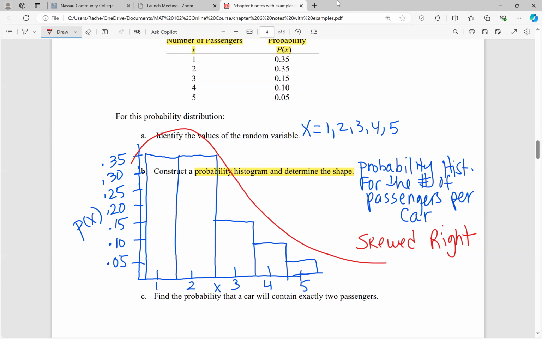So there are higher probabilities that there's going to be 1 to 2 passengers per car. As the number of passengers increases, the probability decreases. Therefore, we have a distribution that's skewed to the right.